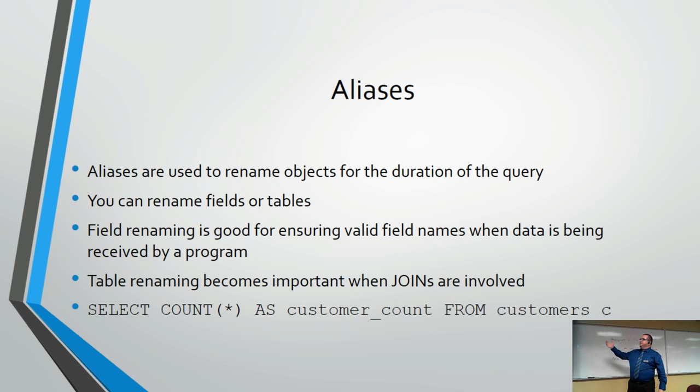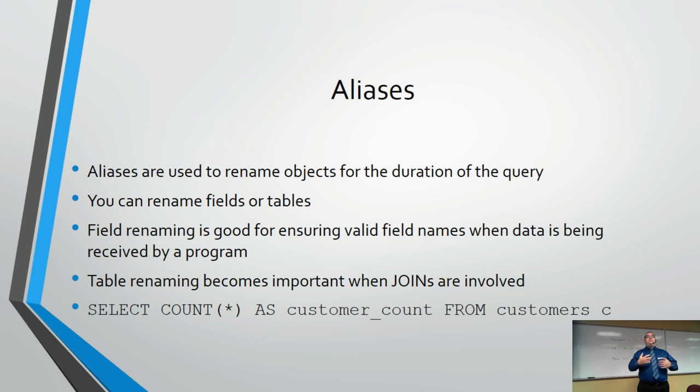But the point of an alias is the ability to rename something temporarily. And that's something that you can't do in a normal programming language. Like, you create a variable and you give it a name. You can't change the name of that variable once it's running. Well, you can in PHP, but you can't in Java. However, in SQL, you can rename objects. And there's a reason for the ability to do it.